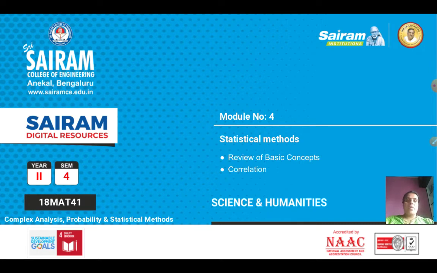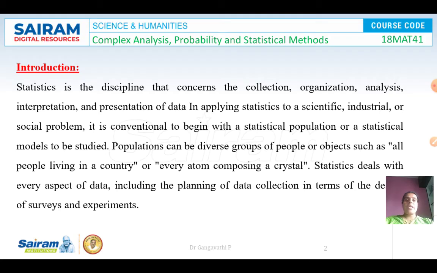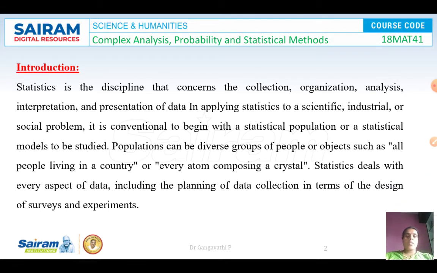As a part 1, we are going to learn the statistical methods first, and then we will be studying the curve fitting part. So in statistical methods, today in this session, we are going to learn about the review of basic concepts of statistics and a little bit about the correlation. When I say review of basic concepts, it is very important to recall what you know about statistics. So what do you know about statistics?